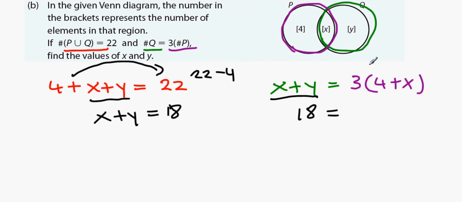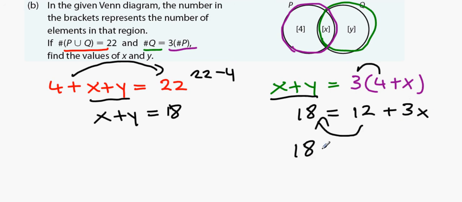Multiply this out. This is going to be 12 plus 3x. Bring the 12 out the other side. 18 minus 12 equals 3x. 6 equals 3x. x equals 2.